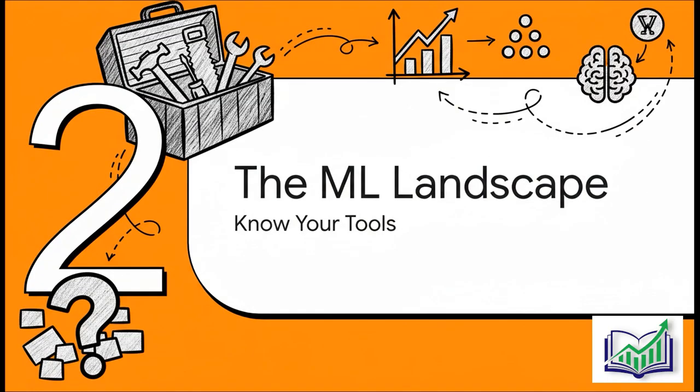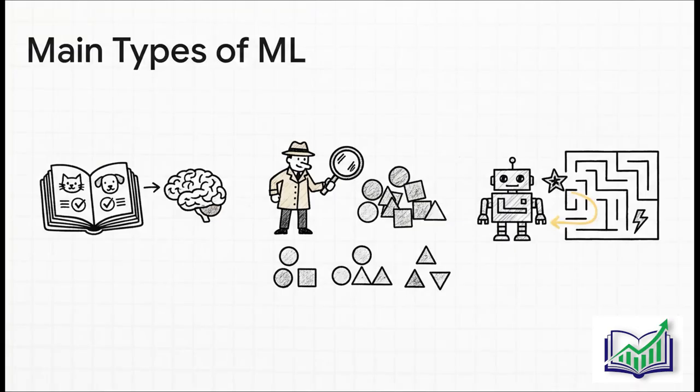Before we can start building, we need to know what's in our toolbox. Broadly speaking, machine learning pretty much falls into 3 main categories. Figuring out which one to use all starts with understanding the kind of problem you're trying to solve. Supervised learning is the one you'll see most often. It's kind of like teaching a student with a textbook that already has all the answers in the back.